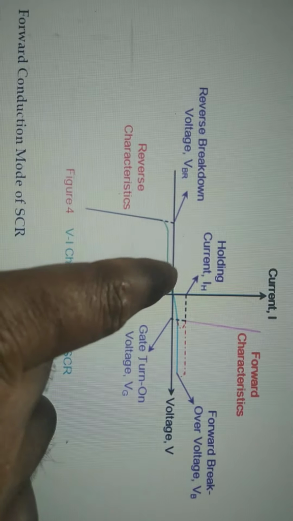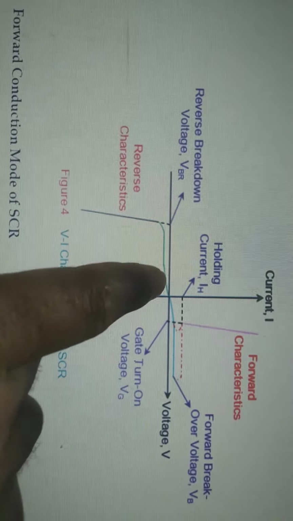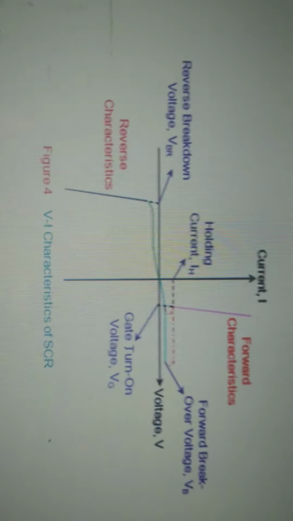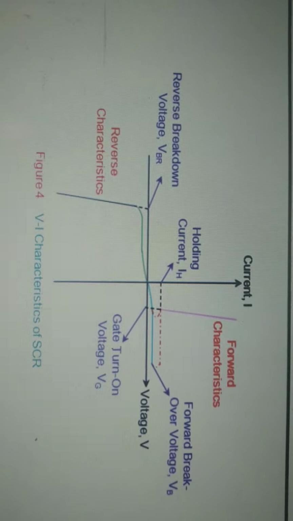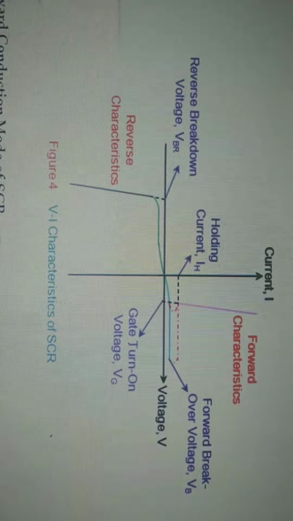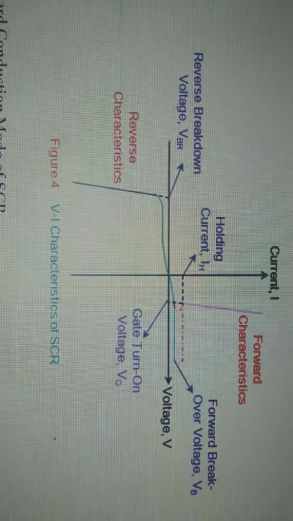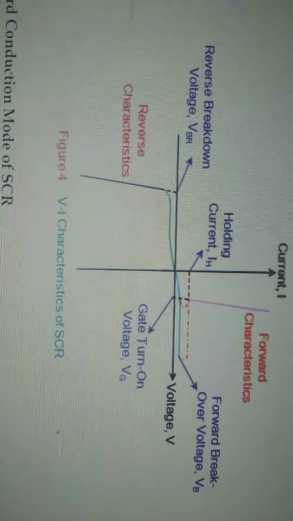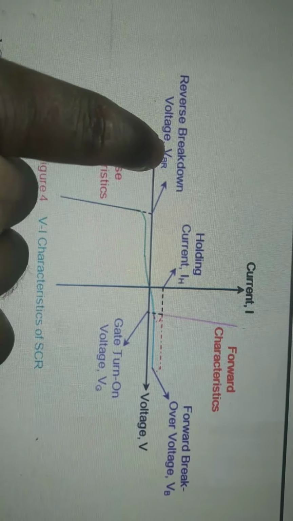So when we see the reverse characteristics, means we are connecting the battery in reverse manner, negative to anode, positive to cathode. Thereby J1, J3 junctions are going to be reverse biased, whereas J2 junction is forward biased. J1, J3 junctions' depletion layers are increasing, hence no current is allowed to flow through the device, even if we apply more negative voltage.